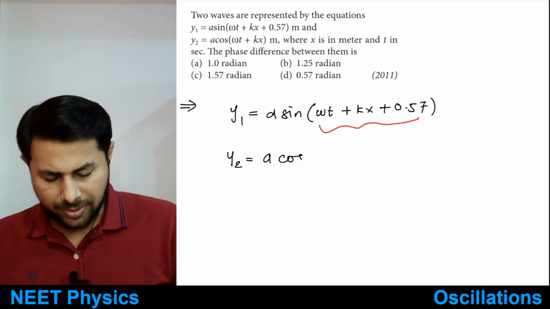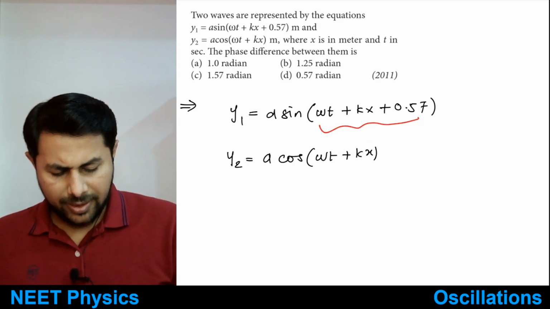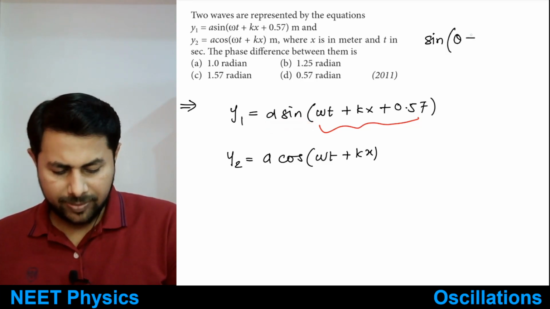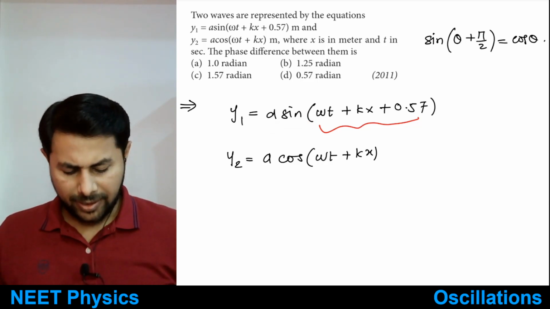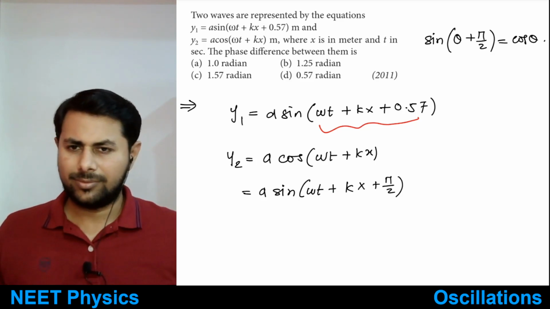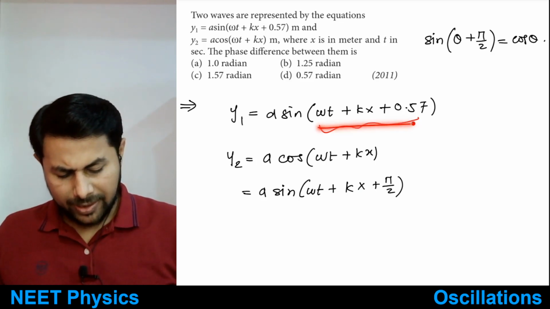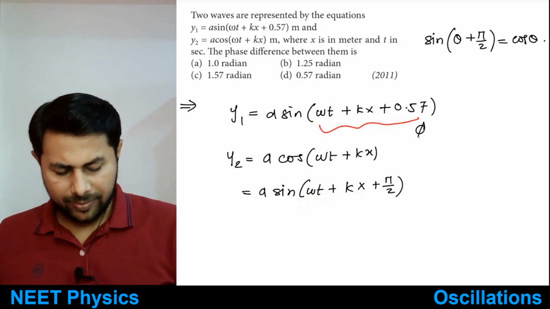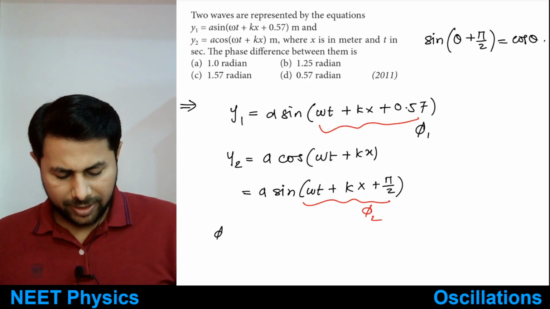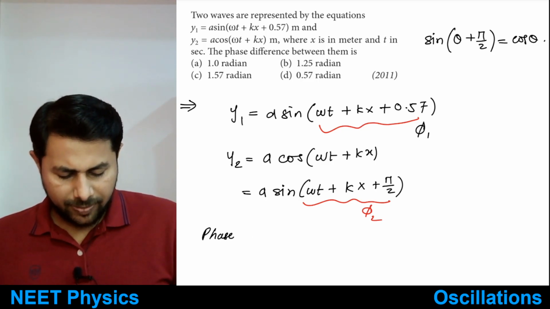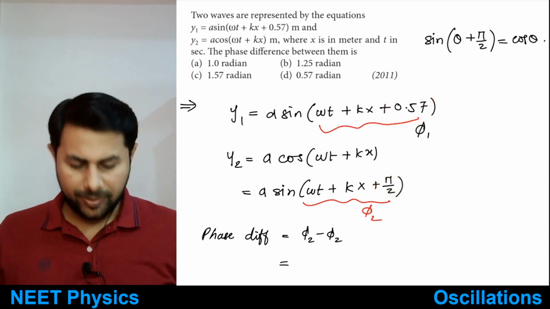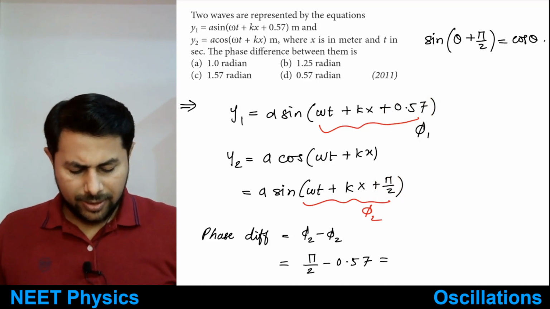y2 is equal to a cos of omega t plus kx, and then we know cos theta is equal to what? Because the first one is written in terms of sine, sine of theta plus pi by 2, or pi by 2 plus theta, is cos of theta, right? So this one is a times sine of omega t plus kx plus pi by 2. And then if you compare them, this term is common. Suppose this is phi 1 and this is phi 2. So what is phi 2 minus phi 1? Phi 2 minus phi 1 is the phase difference, and that is just equal to pi by 2 minus 0.57. It's very simple. Pi by 2 minus 0.57. So that is 3.14.